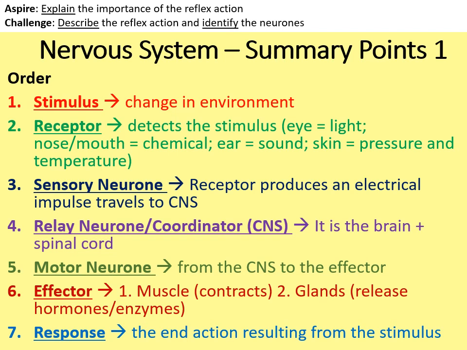A couple of years ago, that was a 4 marker. There was a table and it asked you to write down the 2 effectors, so 1 mark for muscle, 1 mark for glands. It then said, what do they do? So the muscle contracts, another mark, and then the glands release hormones, enzyme, 4th mark. It was a really easy table, and if you knew it, you got 4 marks really easily. But if you didn't, obviously you'd struggle. And then the response, the end action resulting from the stimulus. That's summary points 1.